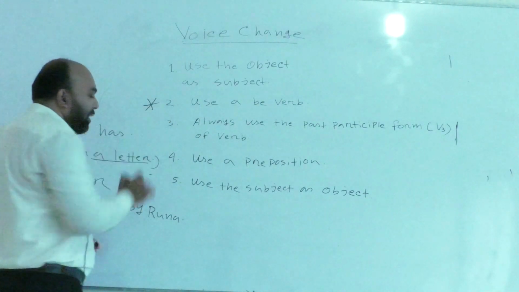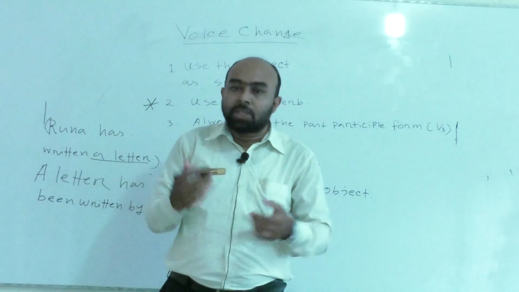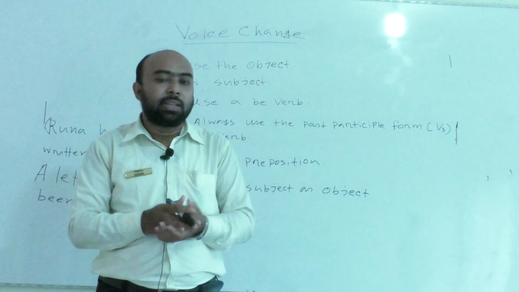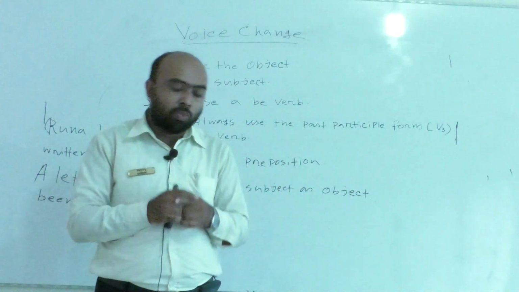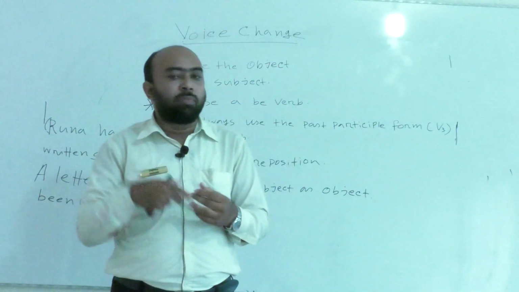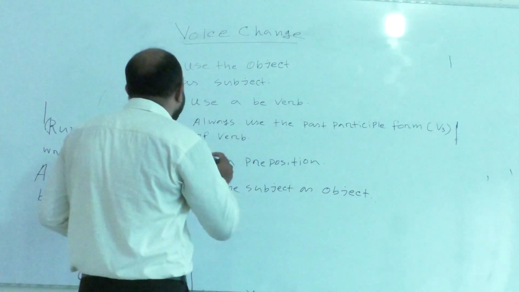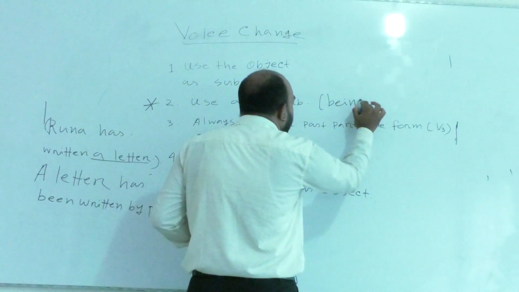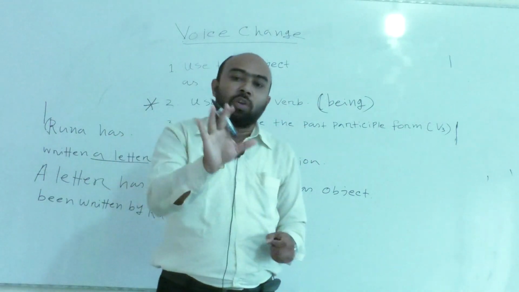Here one thing you need to remember. For continuous tenses like present continuous, past continuous and future continuous, what are the next tenses? Present perfect, past perfect, future perfect. But remember one thing, for continuous tenses we should not take the be verb from the next tense. Rather we will use being, B-E-I-N-G. We will use being with its own be verb.